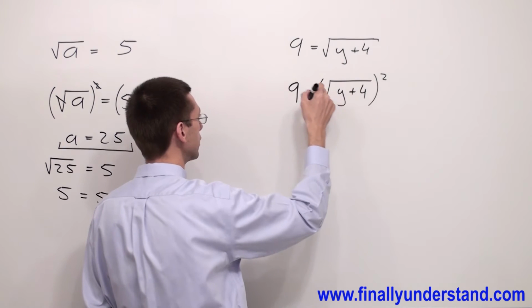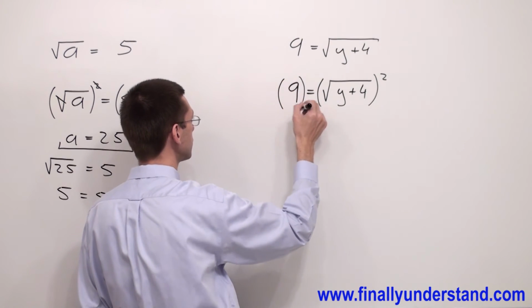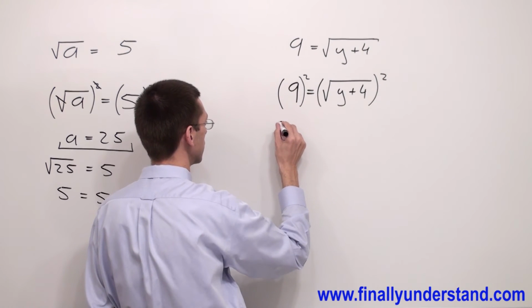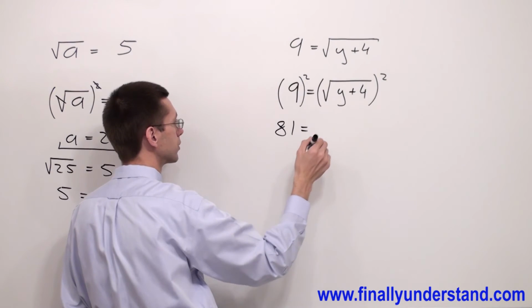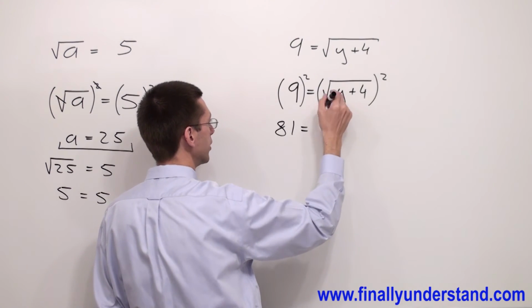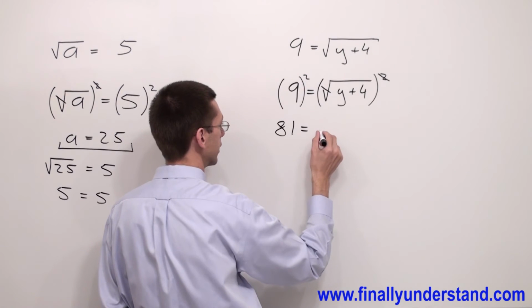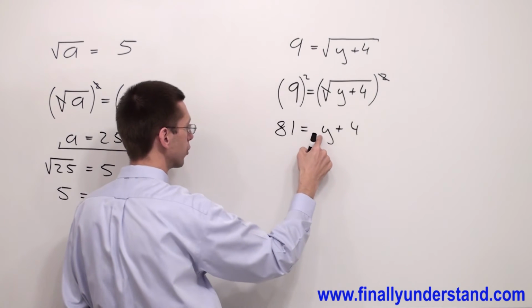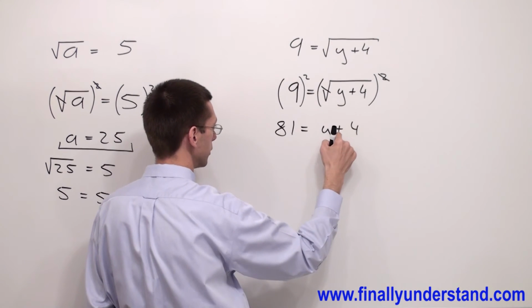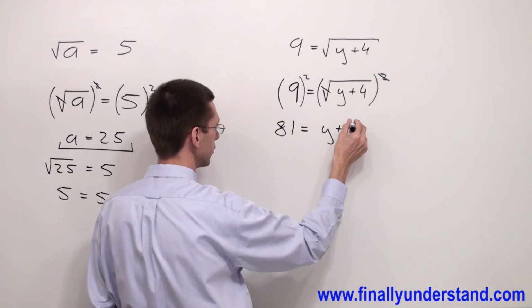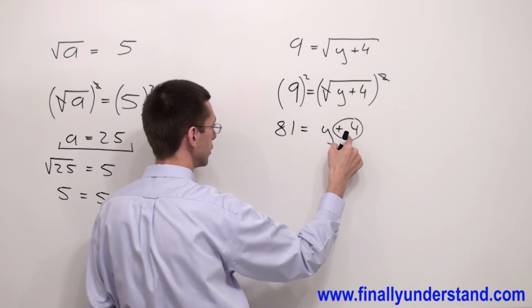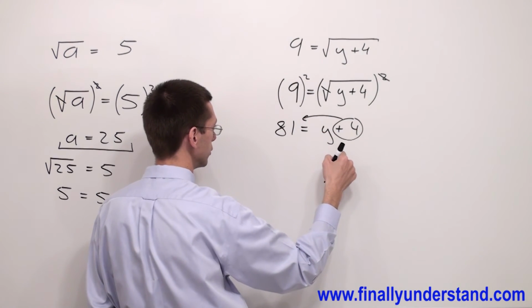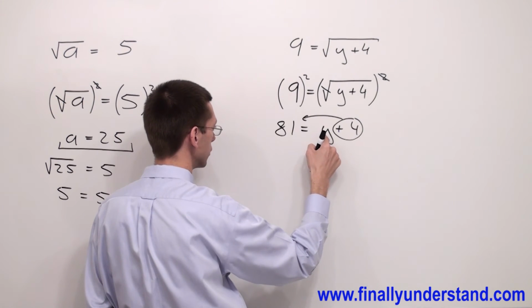Whatever I did on the right side, I have to do also on the left side. 9 to the second power is equal 81. Equals, this exponent is going to eliminate my radical. And I have y plus 4. I'm looking for y. Because I have 4 added to y, I have to move this 4 to the other side because I do not have y plus 4. I want to just keep y on my right side.